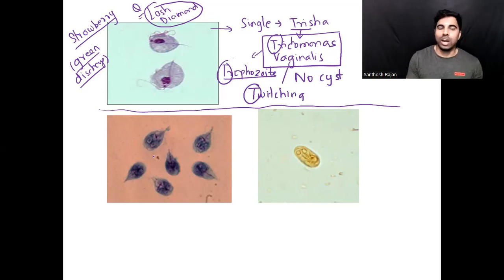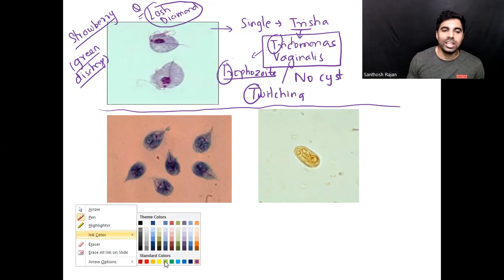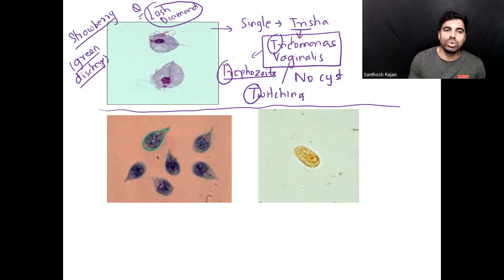You'll get this picture. Now they'll give you diarrhea in the question. The patient had diarrhea, and in the stool they have seen something. This picture will be coming in diarrhea, in the stool examination. So this is easy. Here there are two nuclei. Trisha is always single, but here there are two nuclei. Two nuclei means you know that this is Giardia. Very good. This is a Giardia trophozoite.